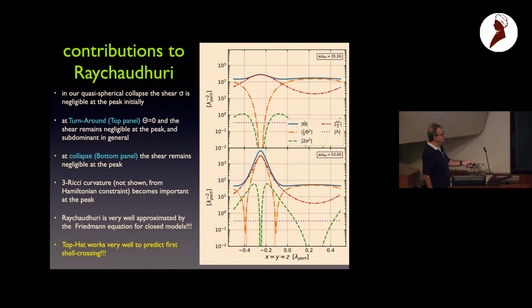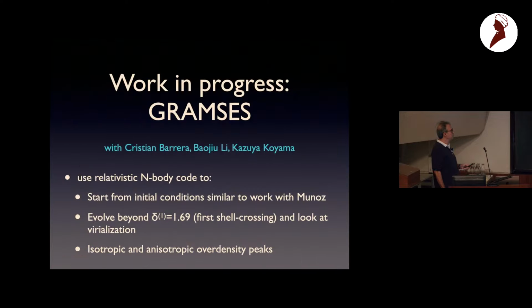And the green line is the shear. So you can see that the peak becomes very peaky. The shear is non-negligible very close to the peak, but then it drops down at the peak, and so the peak evolves as a top hat.